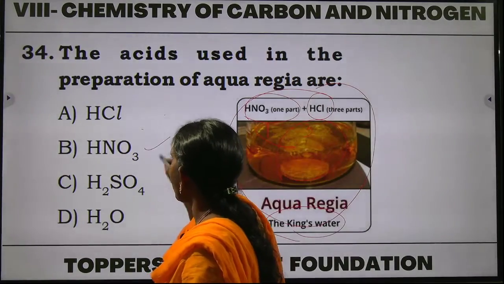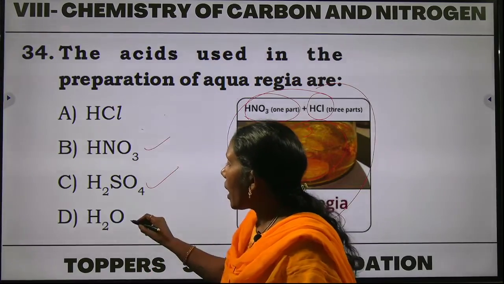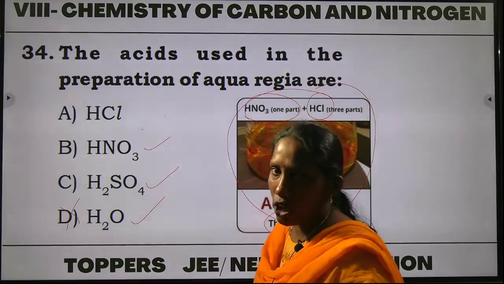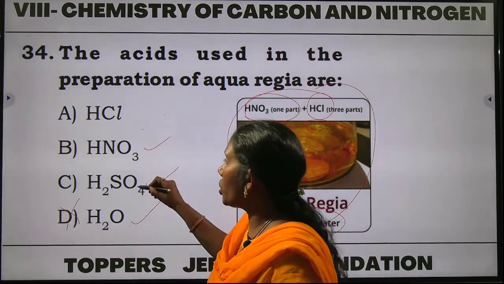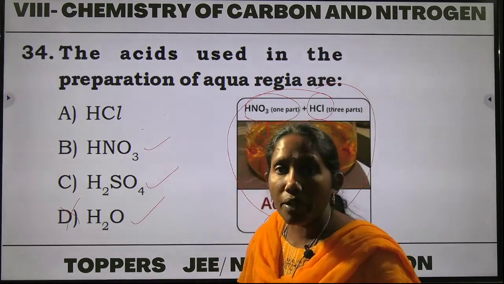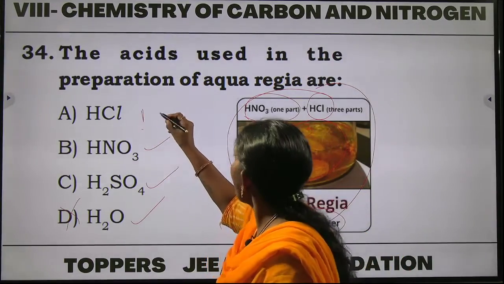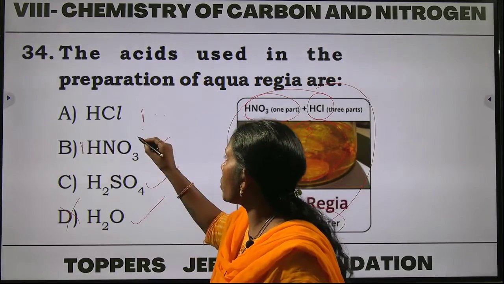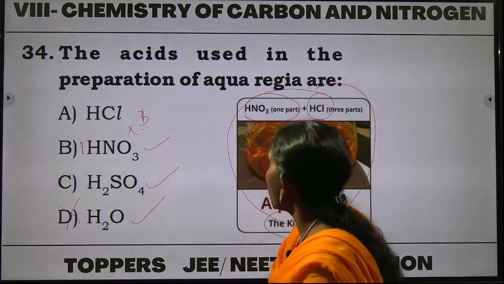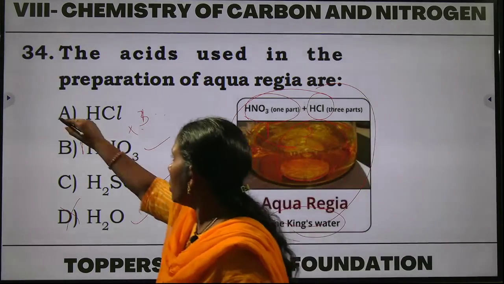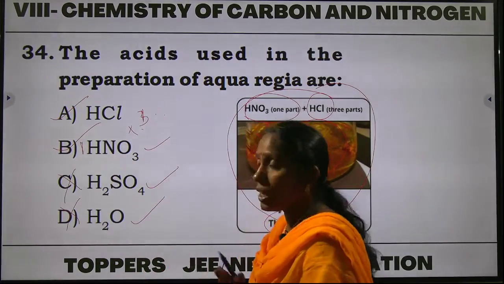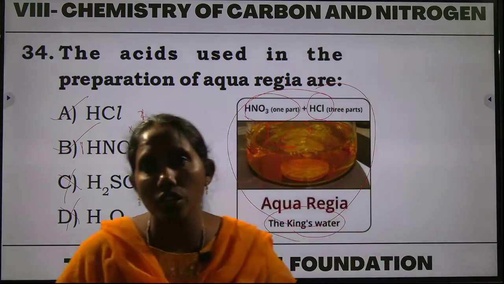Okay, the acids used in the preparation of aqua regia: the first one is hydrochloric acid, next nitric acid, sulfuric acid and water. Here water is not at all an acid, so we will not go with the D option. Next HCl, HNO3, H2SO4, but here it is clear aqua regia is the combination of 1 part HNO3 and 3 parts HCl. So we will go with the A and B options, not H2SO4, because sulfuric acid is not used for the preparation of aqua regia.